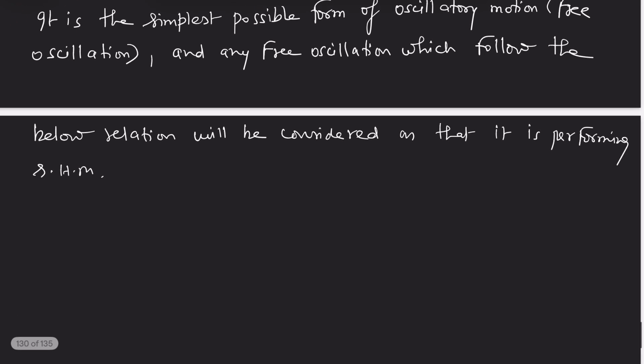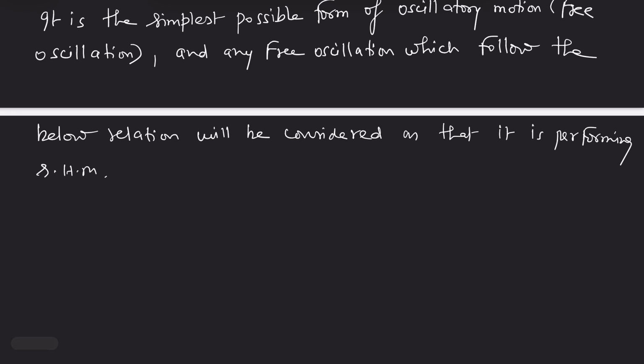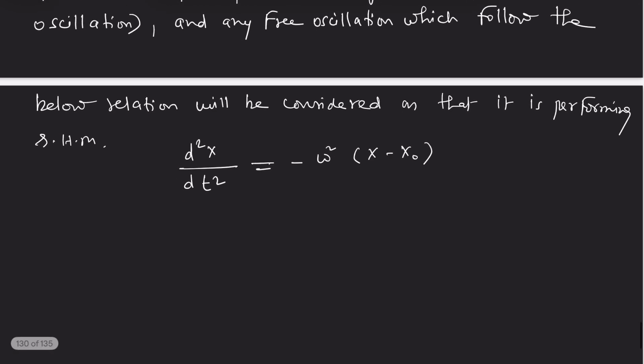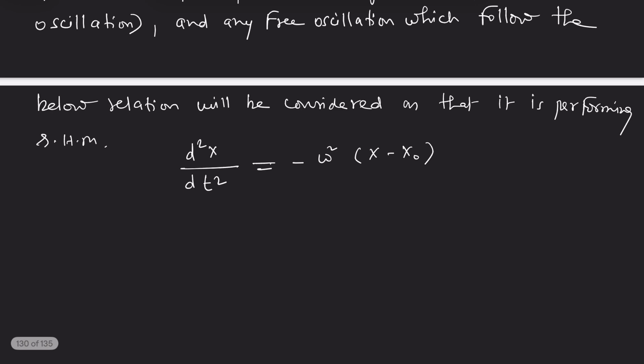It should follow this: d square x by dt square is equal to minus omega square of (x minus x naught). Here, omega and x naught are constants. X is basically, same, one minute guys, I'll put this in a better way.